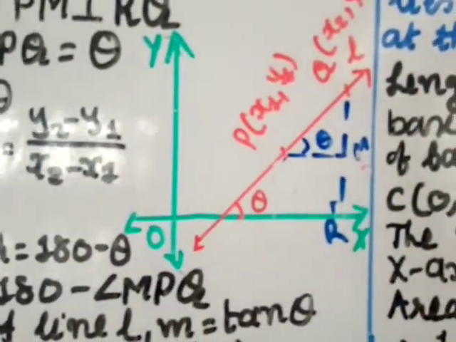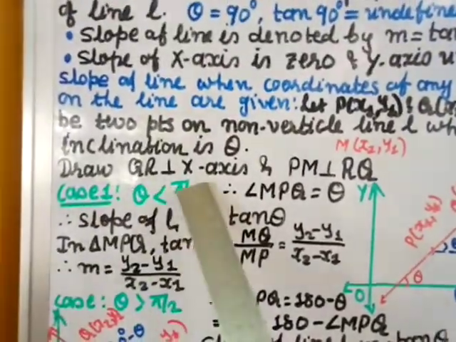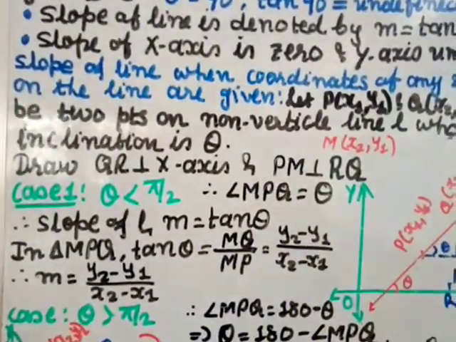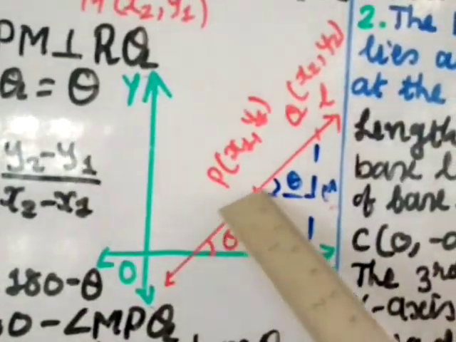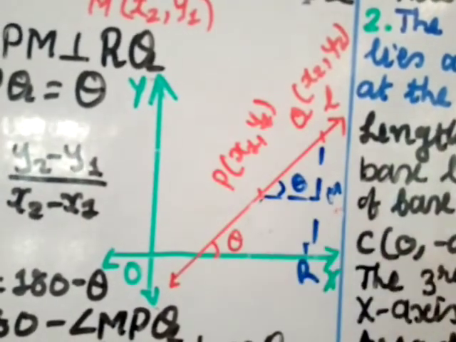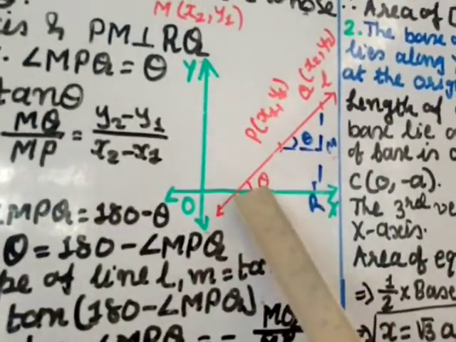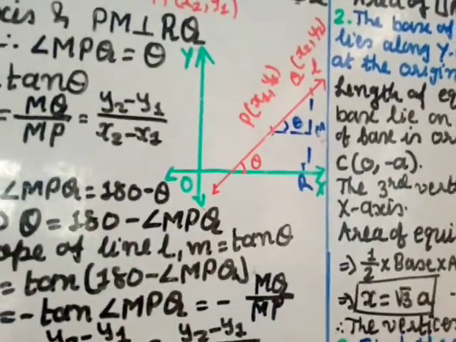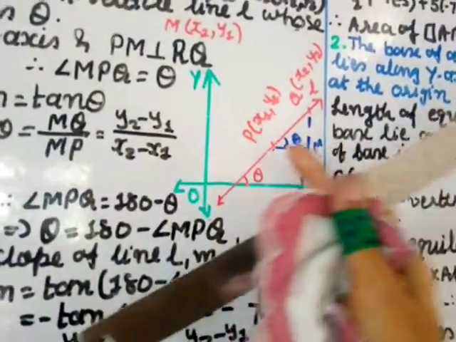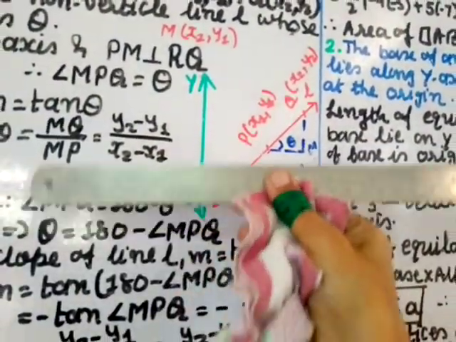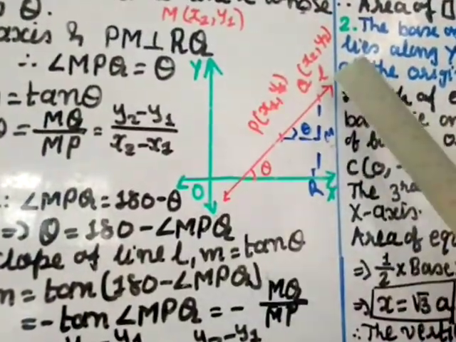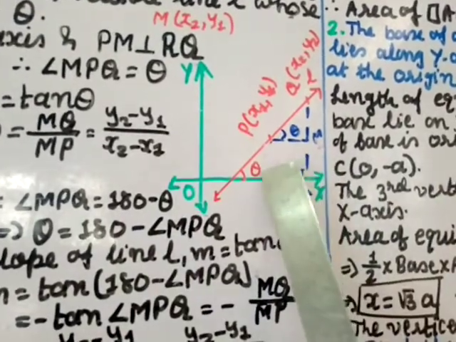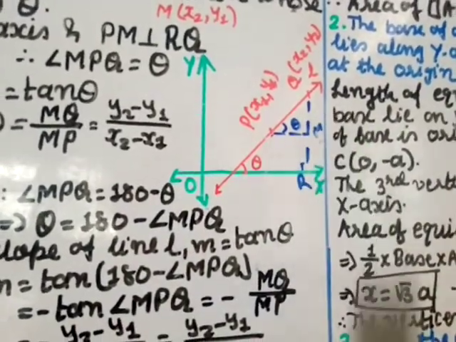Draw QR perpendicular to x-axis and PM perpendicular to RQ. So from Q, draw perpendicular on x-axis, that is QR, and from P, draw perpendicular on QR, that is PM. See, if this angle is theta, then this angle also will be theta. Why? Because you are drawing PM which is perpendicular to QR, which will be parallel to the x-axis. So this x-axis and this PM line are parallel to each other, and this will be your transversal. So this is the transversal to the two parallel lines. So these two angles will be equal. So if this is theta, this is also obviously theta.